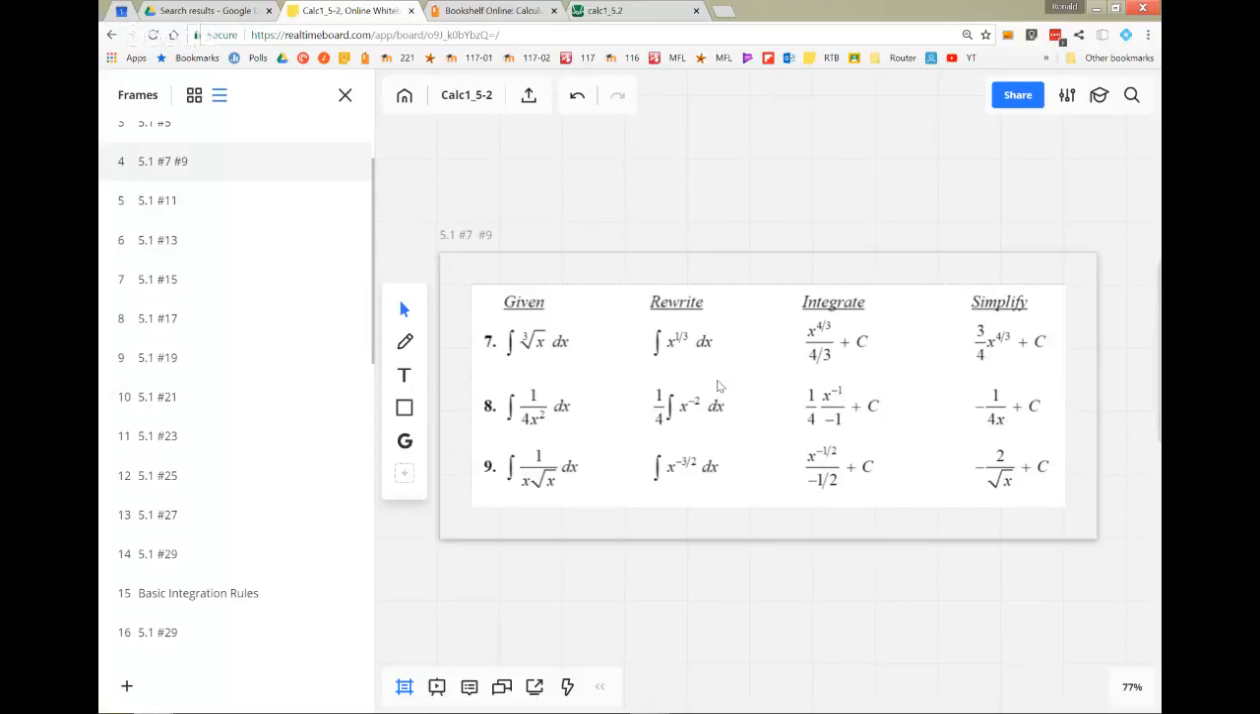Do your power rule. Up the power by 1, so it goes from negative 3/2 to negative 1/2, and then divide by that higher exponent of negative 1/2. Of course, that's the same as multiplying. Instead of dividing by 1/2, that's the same as multiplying by 2. So that's why the 2 is on the top, and it's still negative. Of course, we have to have the plus constant there.